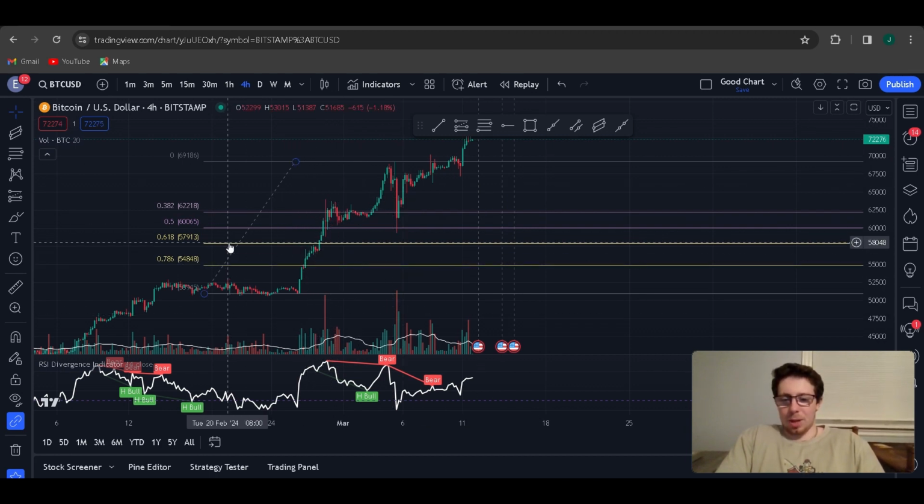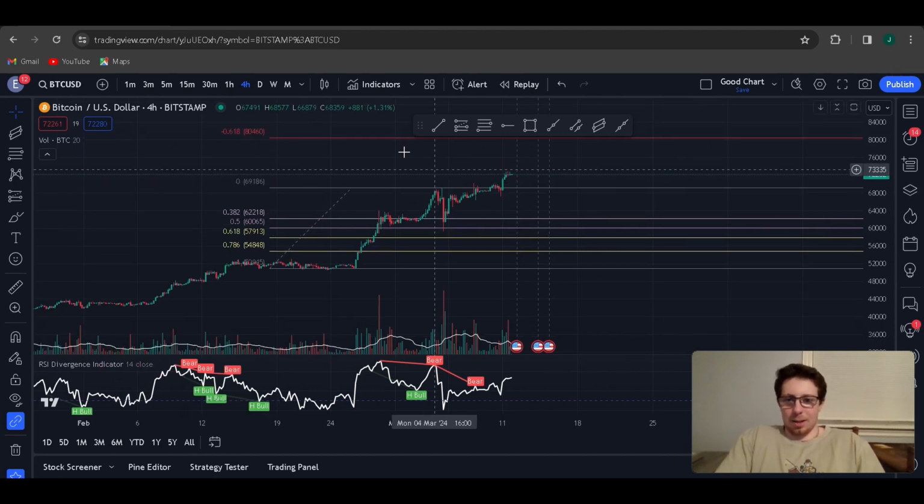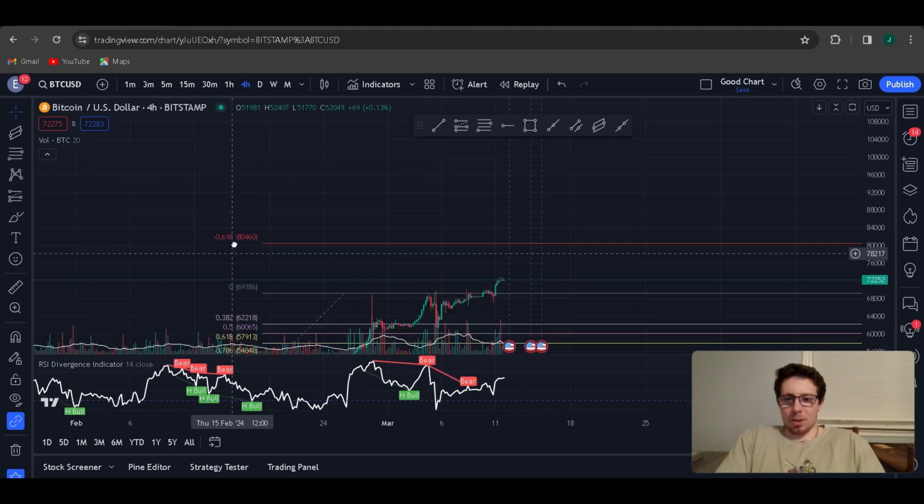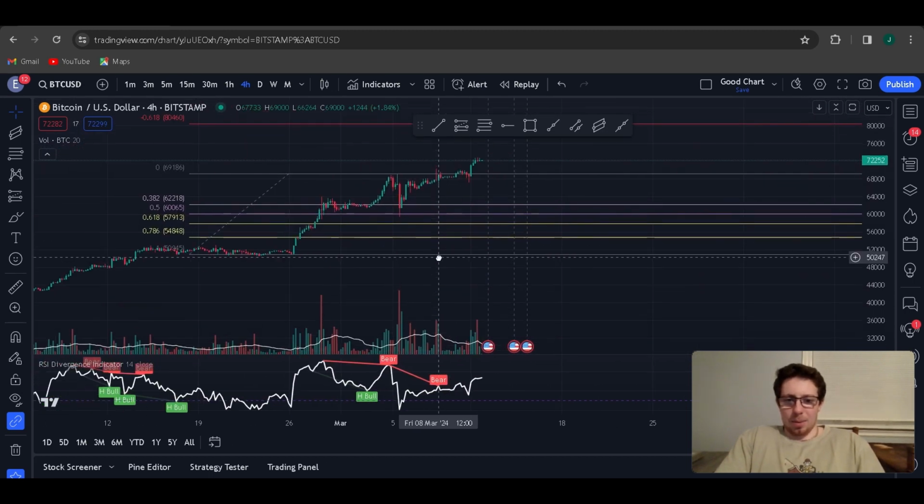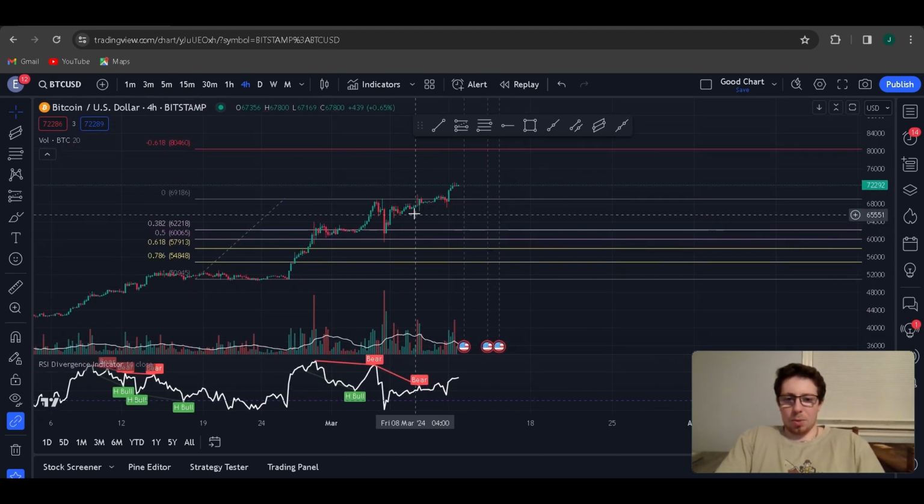So I have these two yellow lines set as our golden pocket. That's 0.618 to the 0.786. You might find different numbers depending on where you look. I also have the 0.5 and 0.382, as well as extensions at 0.618. And those are just kind of ideas of where the price could potentially go based on a move.